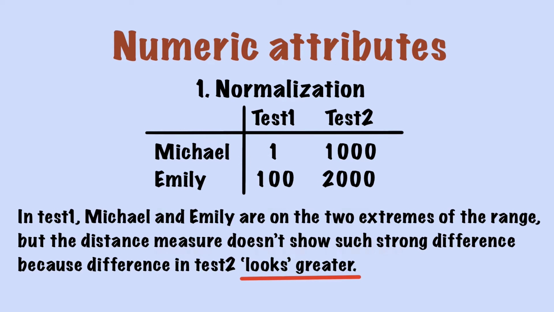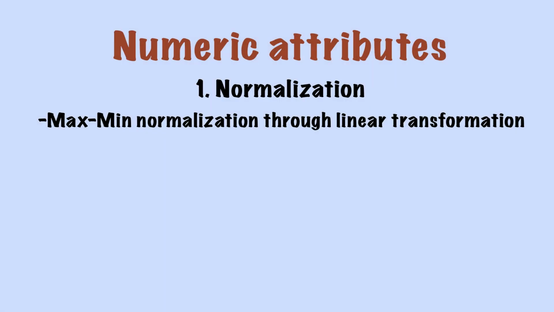If we don't normalize the data, the distance in test 2 looks 10 times larger than in test 1. However, this result doesn't faithfully reflect how distinct the scores are, given the ranges are different. Therefore, normalization is a necessary and important step if the attributes are measured on different scales. The normalization method I want to introduce is maximum and minimum normalization, which is based on a linear transformation. It's, of course, not the only method you can use, but it's commonly used in practice.